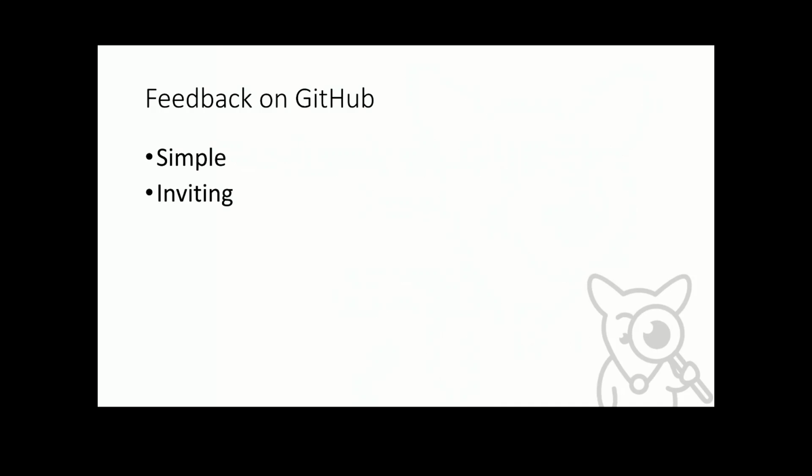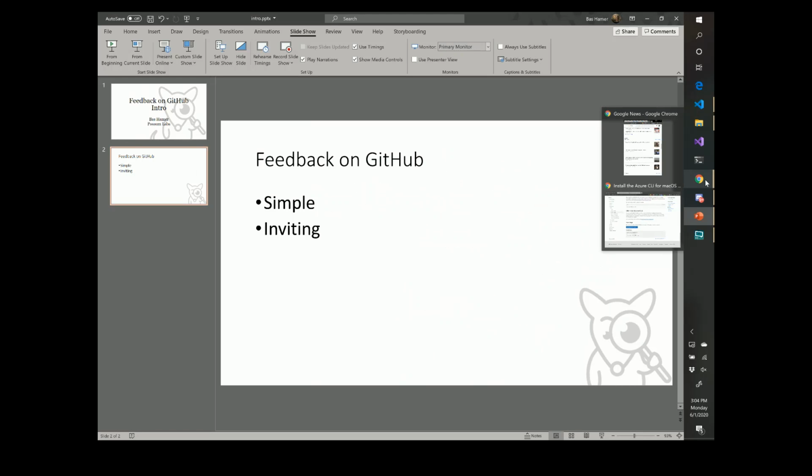So the goal for Feedback on GitHub is that it's simple. It's easy to set up, easy to add to any particular website, and it's inviting. By removing a little bit of the barrier between the documentation, or whatever documents you want feedback on, and integrating it closer in, showing that it shows up and is part of the experience, it makes it easier for people to actually add the feedback. So let's take a quick look at where this came from.